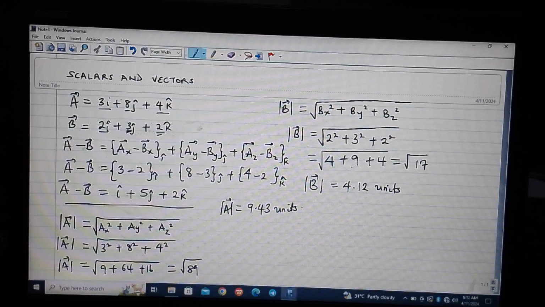So we have come to the end of this video. In the next video, we are going to look at how we can multiply two vectors. Multiplication of vectors either with a scalar or considering multiplying two vectors using the cross product or the dot product.